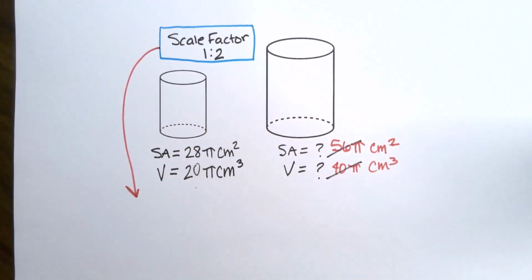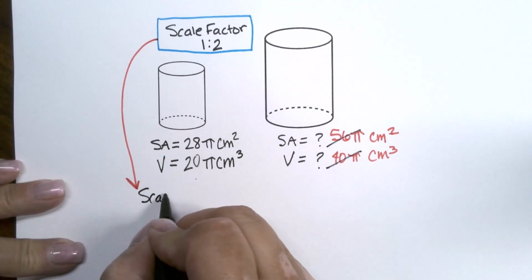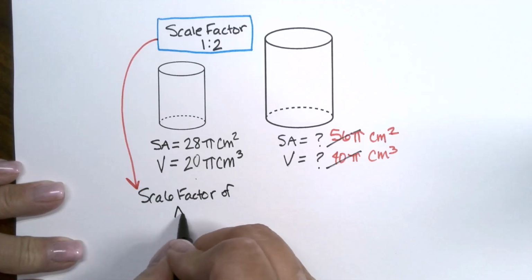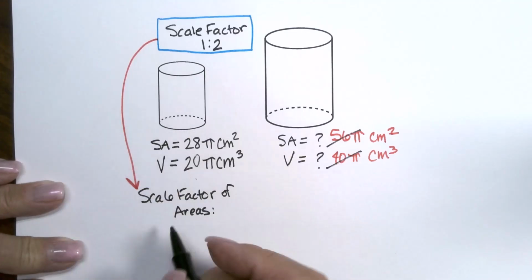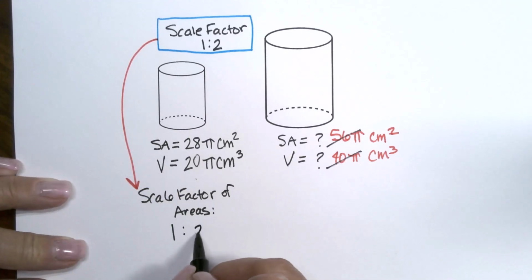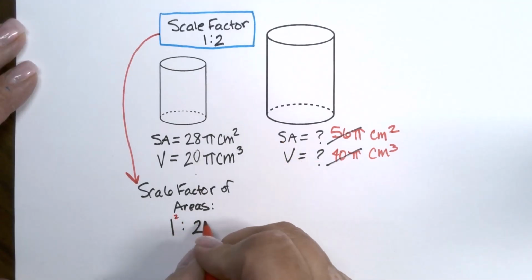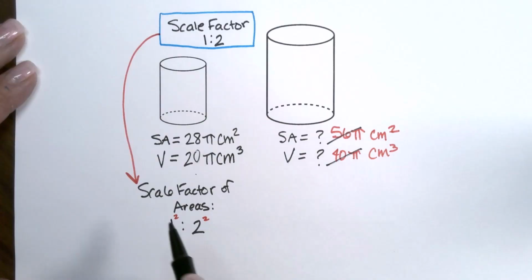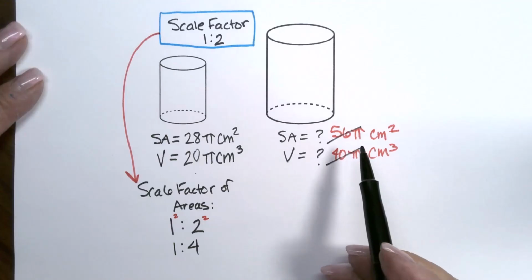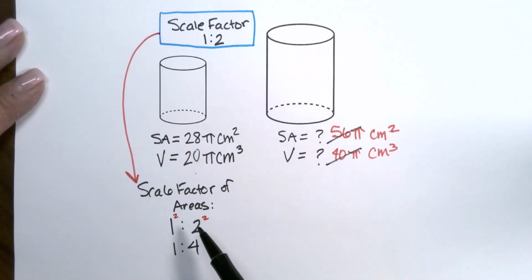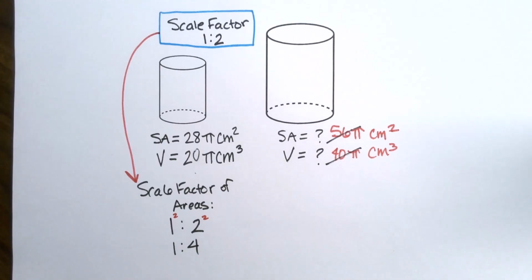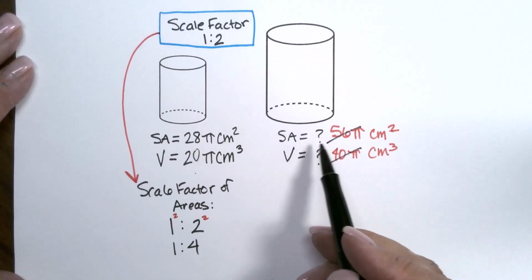So if we're going to go for areas first, when you are going to do scale factor of areas, you start with the scale factor that you're given. Areas are squared units, so square both of these numbers, and your new scale factor is going to be 1 squared to 2 squared. So for these numbers, you don't multiply by 2, you have to multiply by 4. Well, not those numbers, just the area number.